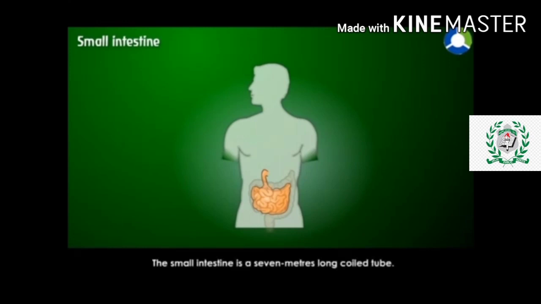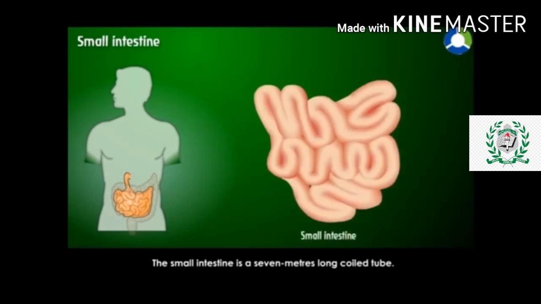Small intestine. The small intestine is a 7 meters long coiled tube. Here, the food is digested with the help of bile from the liver. The digested food is absorbed by the blood. Through blood, it reaches different parts of the body. It gives us energy to work and play.